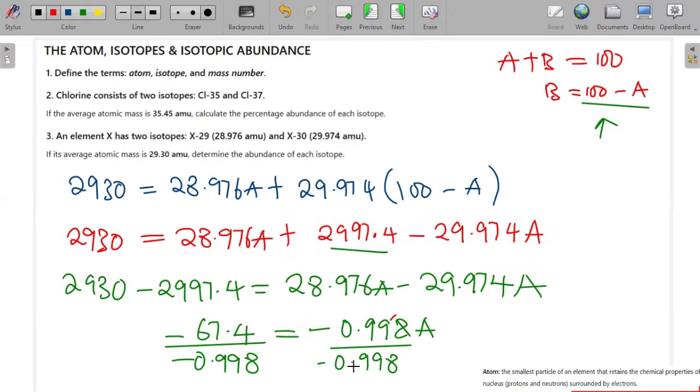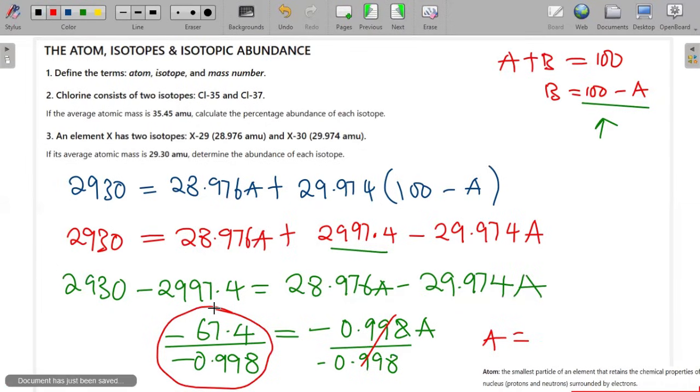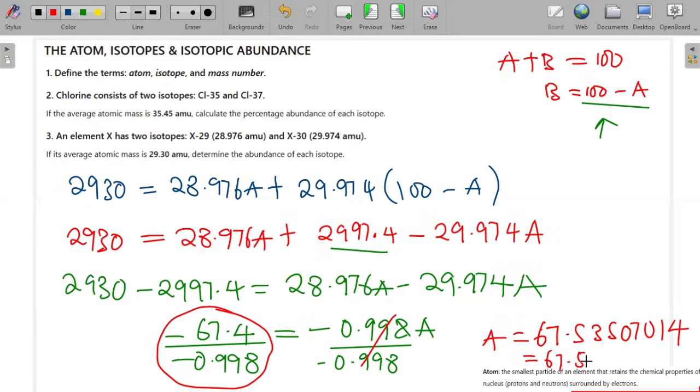We see that this cancels, so I just remain with A is equal to, and then I divide on my calculator: minus 67.4 divided by minus 0.998. There I find my percent to be 67.53507014. I can round this off to 2 decimal places, so it will just be 67.54%. That is my percentage for the first isotope.